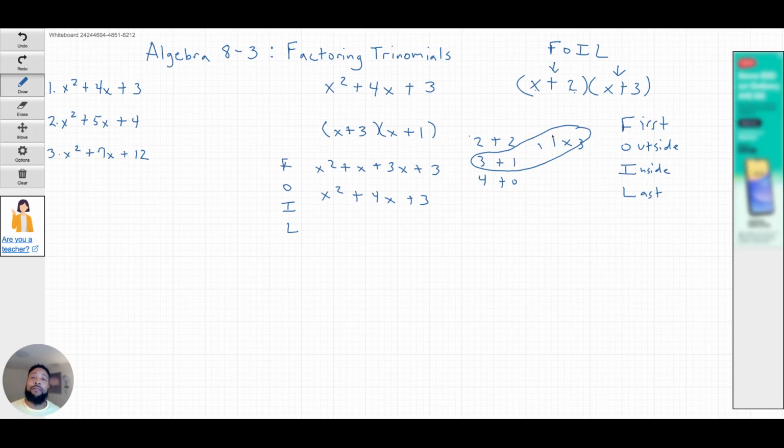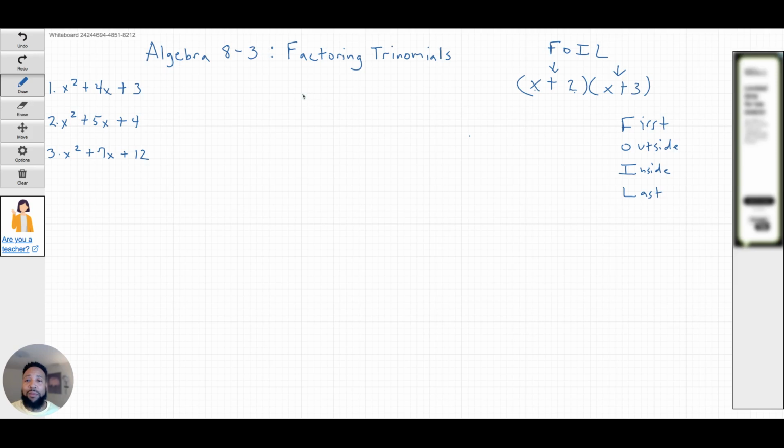So remember, the FOIL method is taking two binomials, multiplying them in order to get the trinomial. When you factor your trinomial, you can use the FOIL method to make sure that your answer is correct. So hope that helps. We'll go ahead and move along to the next problem.